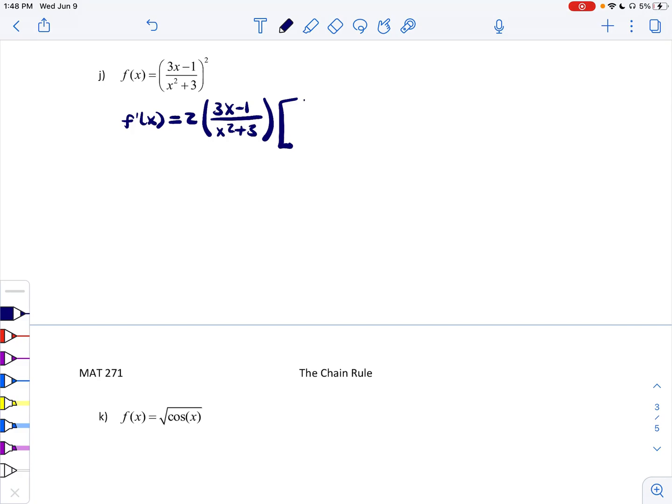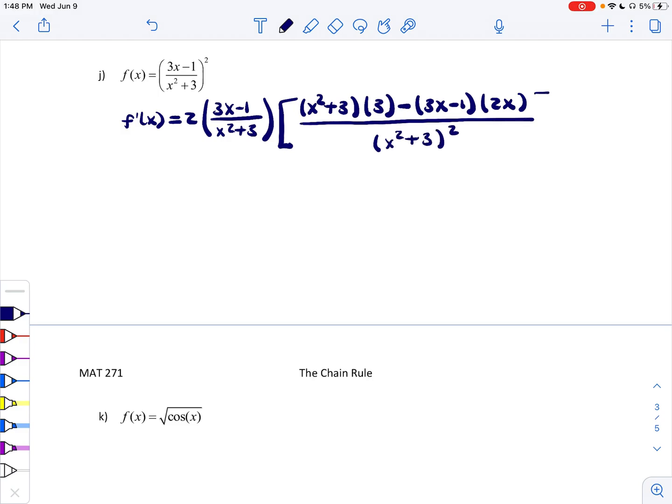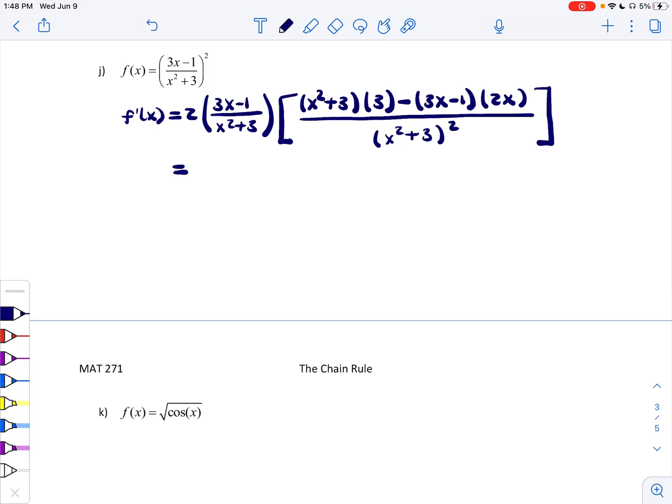All right, so we'll have the denominator times the derivative of the numerator minus the numerator times the derivative of the denominator, all over the denominator squared. Okay. All right, so now we want to go ahead and start simplifying this.